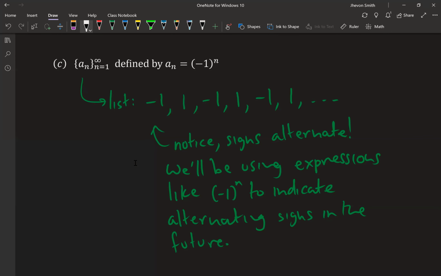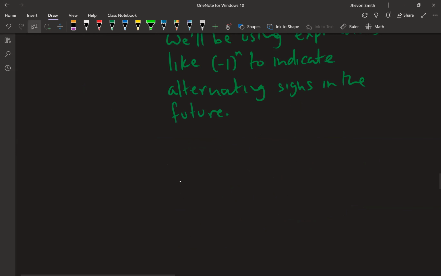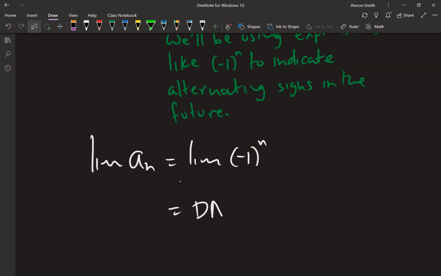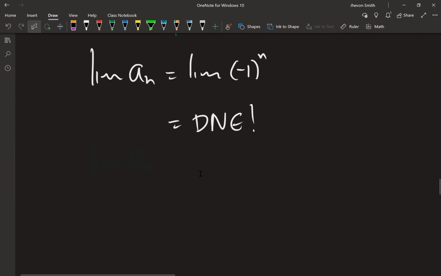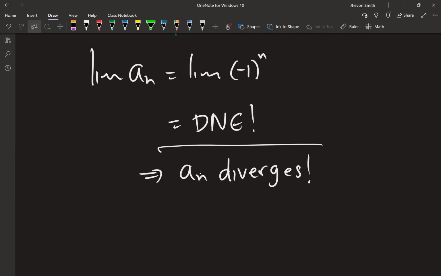Now, what would the limit be? If we look at the limit of a_n, that's just the limit of minus 1 to the n. And what's that? Well, that's just DNE. Not that it goes to infinity or negative infinity. It actually doesn't go to anything. It bounces up and down. So in this case, a_n also diverges. It does not approach any real number.